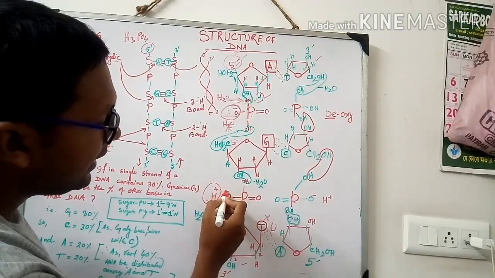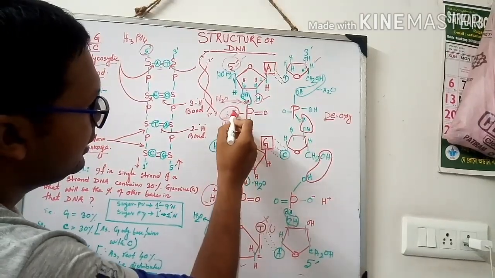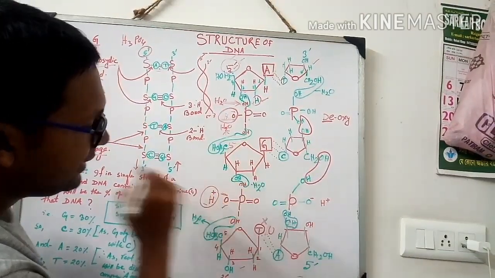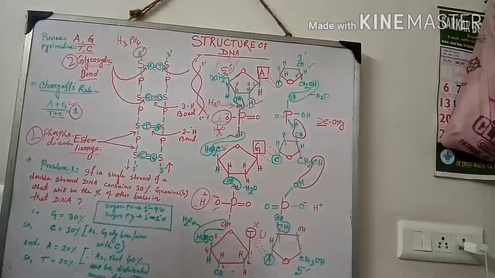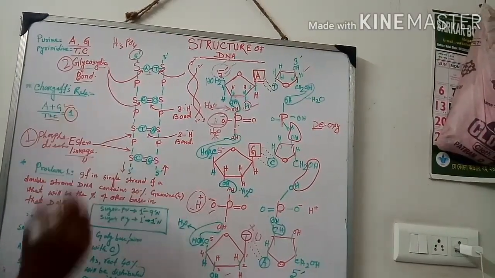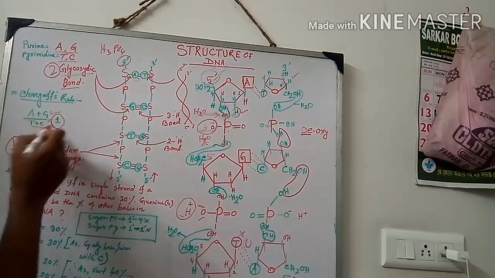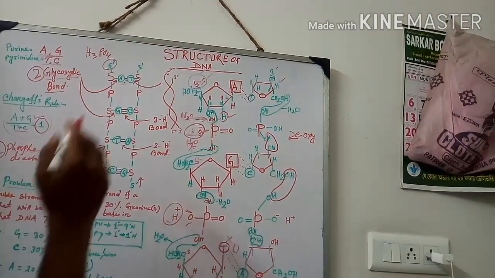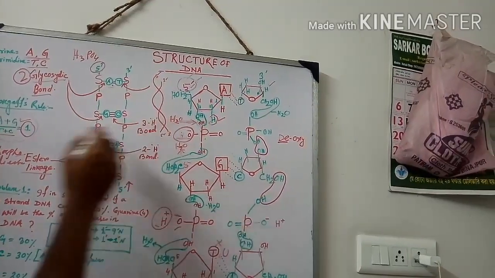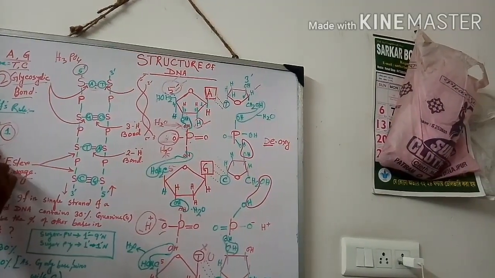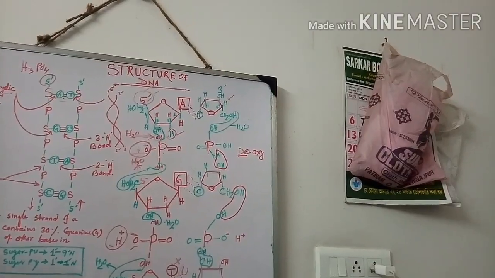So why is DNA negatively charged also? It is negatively charged and it's an acid. However, what is the Chargaff rule? According to Chargaff, the total amount of purine, that is adenine and guanine, and the total amount of pyrimidine will be the same. What is the basic example here?